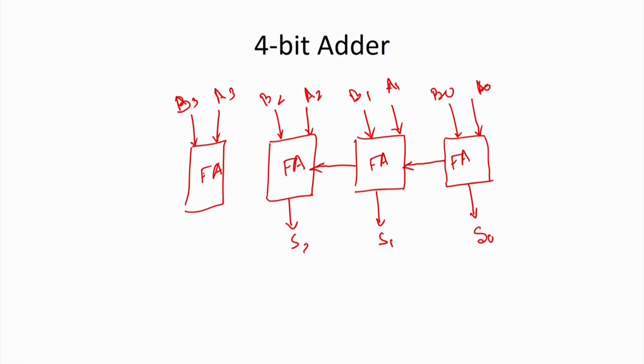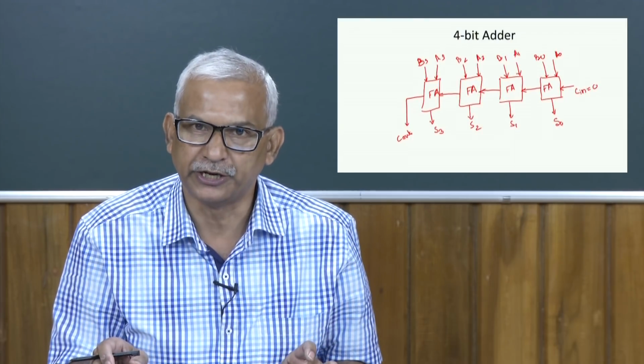This is your S2, this is your S3, and along with that I am going to get one carry out also. Since the least significant bit is not having any carry input, that carry input bit will be set to 0. On the other hand, this full adder can be replaced by a half adder also. Now, this is the 4-bit adder. Like that, if I need an 8-bit adder, I can cascade 8 full adders and get the circuit.